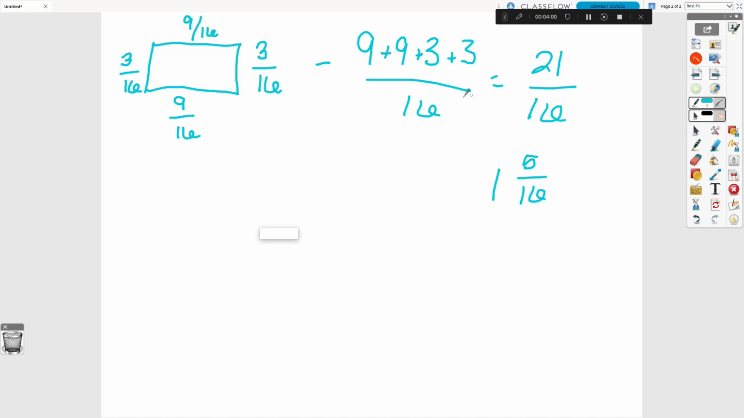I think maybe we added wrong, though. I don't think this is 21. So, new plan, that's not our answer. That's not 21. What is 9 plus 9? Plus 3. Plus another 3. There we go. 24/16 is our answer.